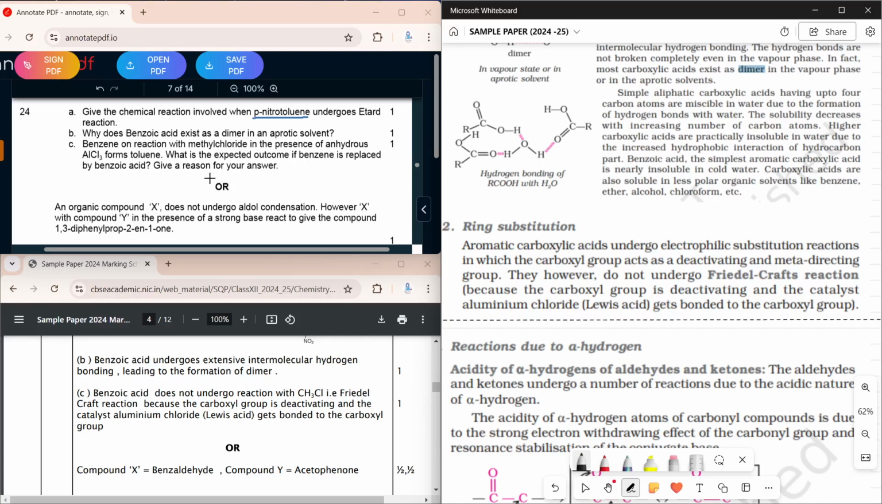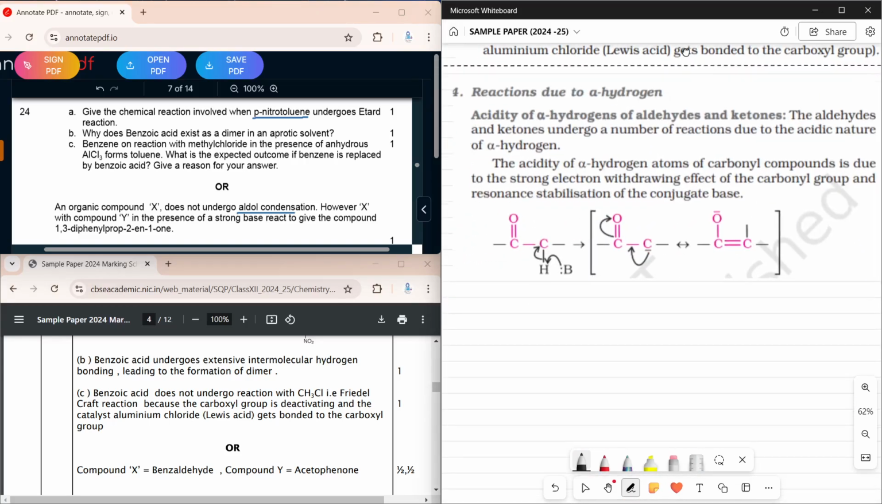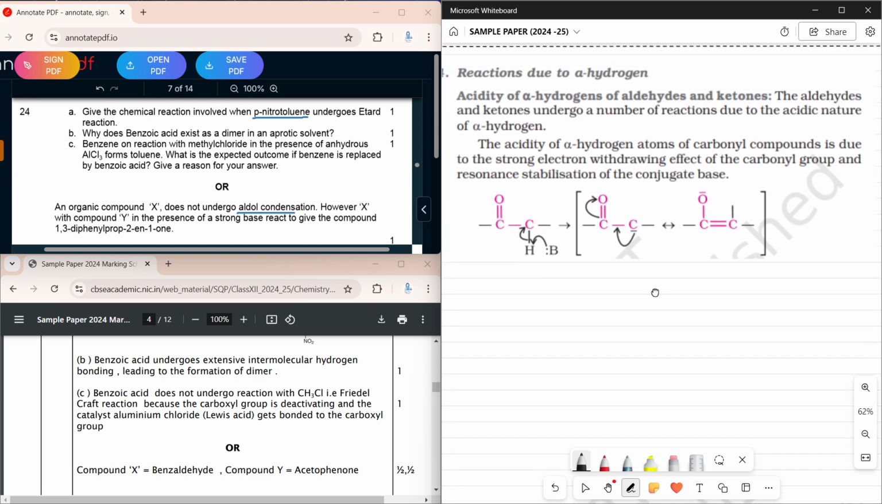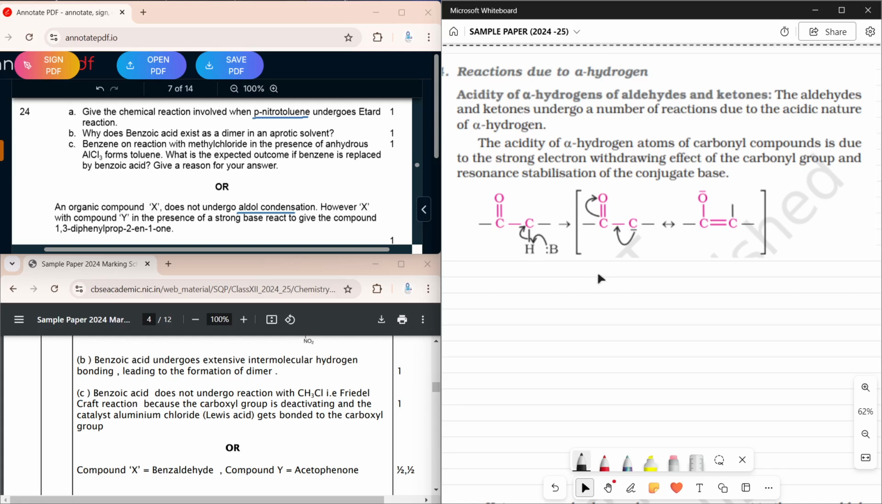Okay, question. So this particular question has an internal choice. An organic compound X does not undergo aldol condensation. However, X with compound Y in the presence of a strong base reacts to give the compound 1,3-diphenyl-prop-2-ene-1-one. First of all, the first thing that you realize over here is that it's not undergoing aldol condensation. Okay, you should know by this point, again, another named reaction. An aldol condensation is between two carbonyl groups, right? So we need to figure out what X and Y are.